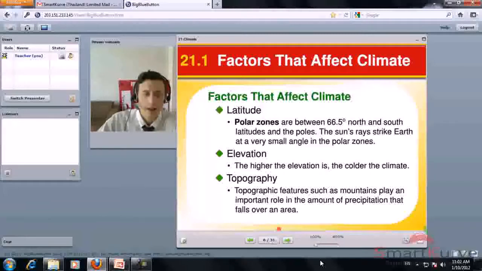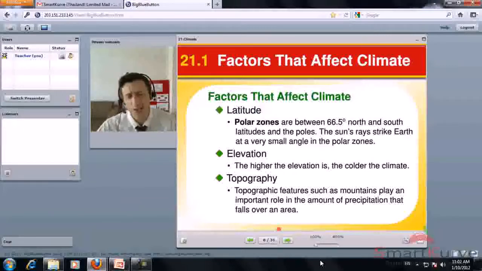Now, that's latitude. But as we saw in our last slide, latitude is not the only factor. Because remember, Phoenix and Flagstaff have a very similar latitude, but very different climate, very different temperatures, very different amounts of precipitation. So what are some of those other factors?